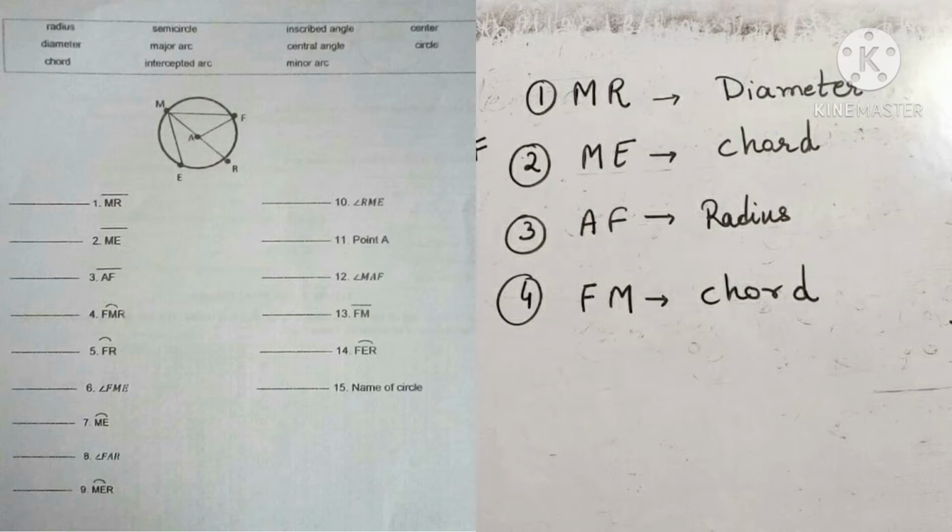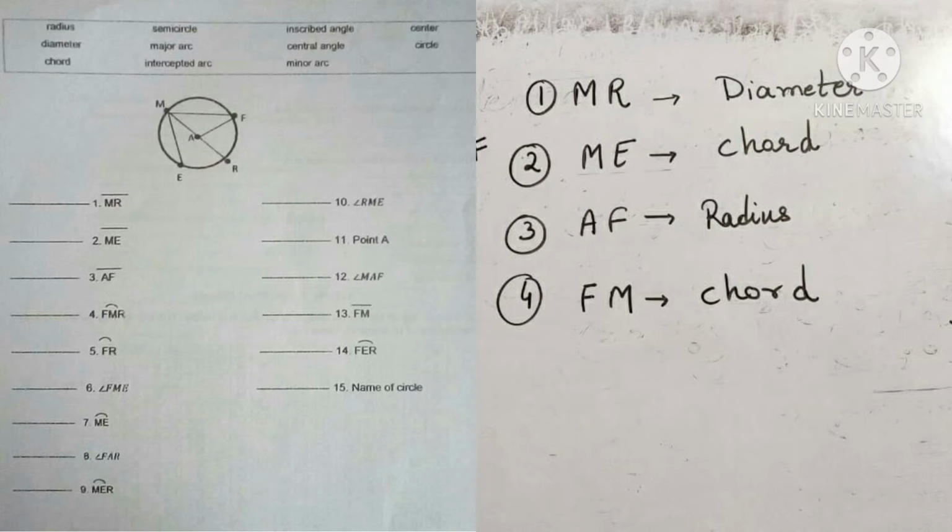Now next, what is the name given to the line segment MR? It is written on point number 1. So these are the 2 points which you can see in the figure. They are passing through the center point A, and there are 2 different points on the circle, on opposite sides of the circle. So MR is termed a diameter because it also passes through the center point. Now the second one, ME. These are also 2 points on the circle, and this is termed a chord as it does not pass through the center point A.